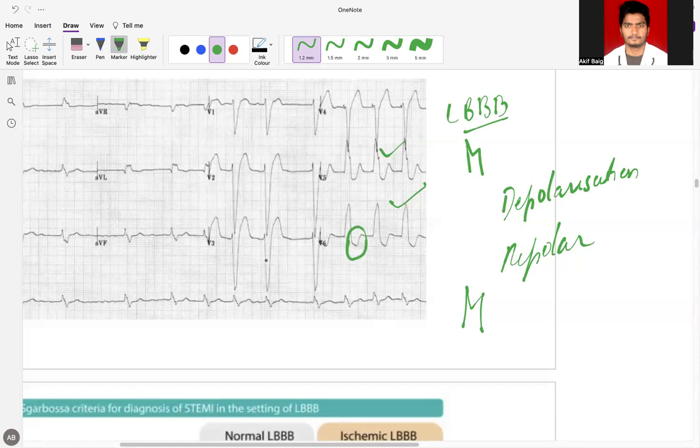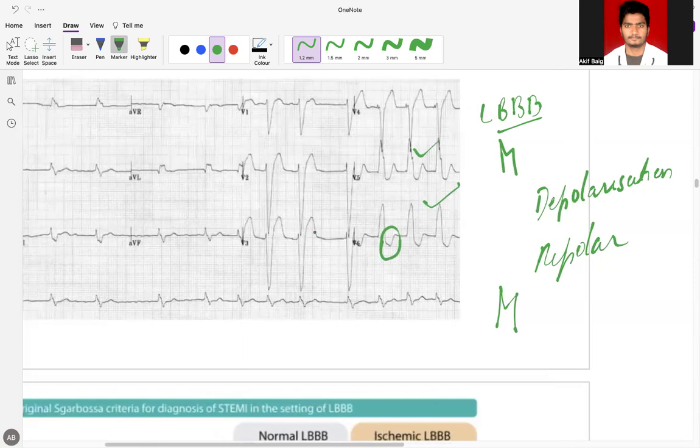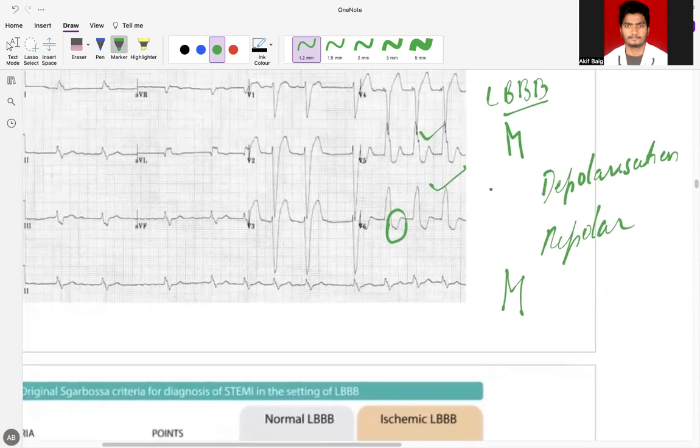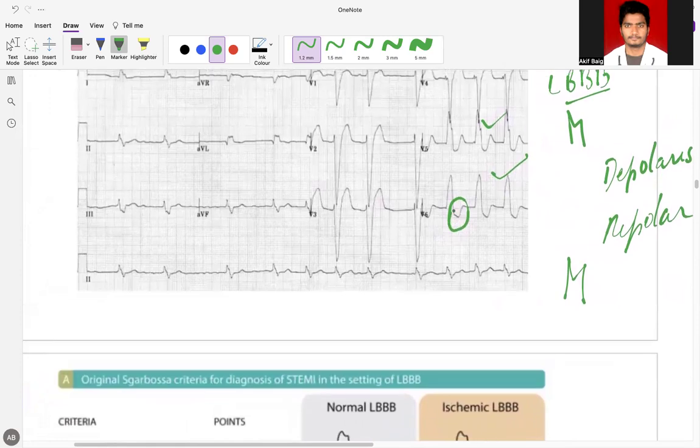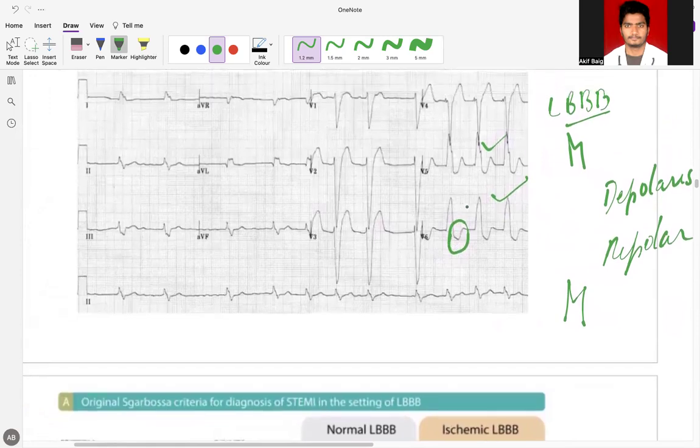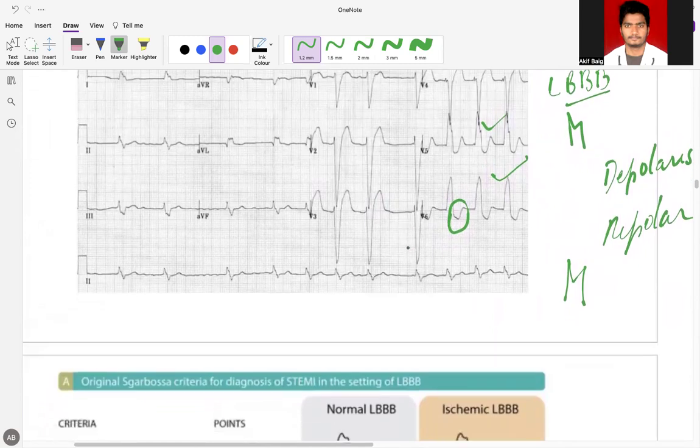Similarly, you can see the S wave is dominant here. Now you can see that the ST segment and the T wave are more positive in this lead. So there will be discordant changes here. A patient with STEMI can also present with left bundle branch block, but it can also be a normal phenomenon. But if a patient is symptomatic, you should always suspect that it can be ischemia.